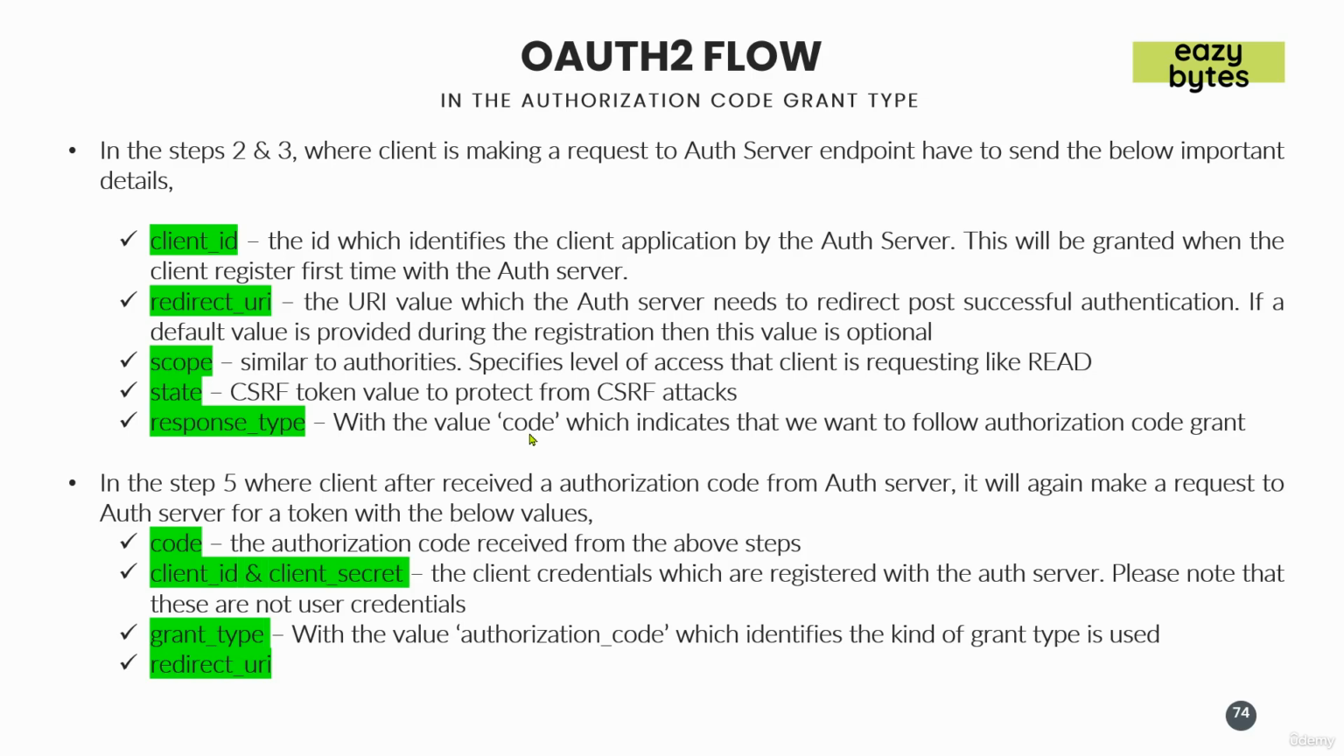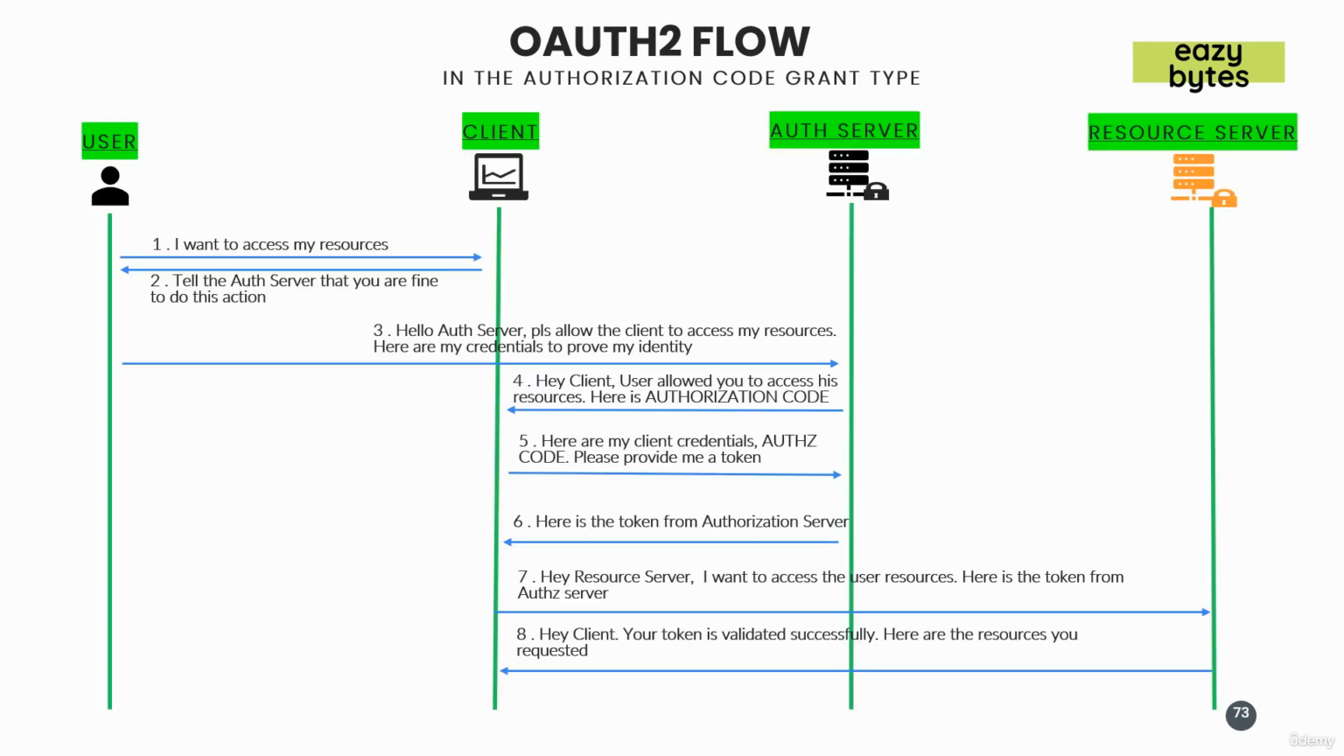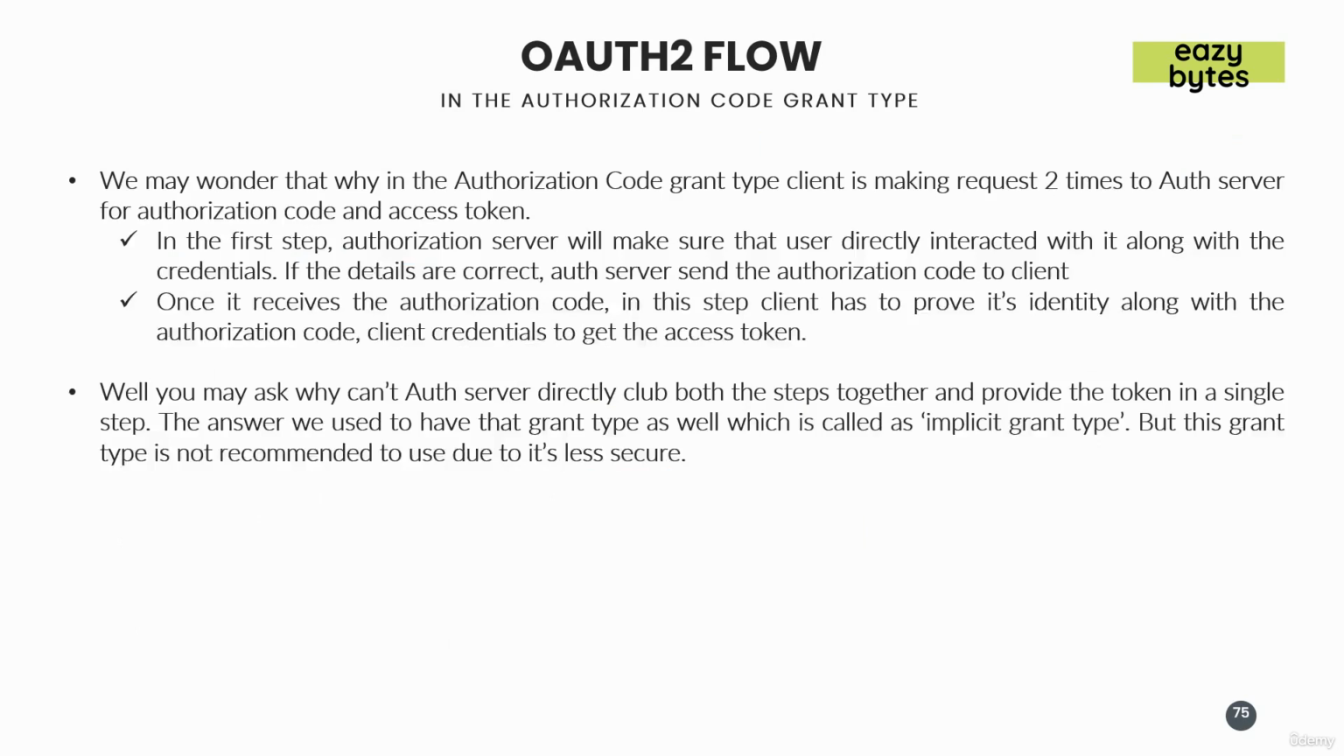And the last two are grant type and redirect URI. Redirect URI you already know, we discussed it at the top. And grant type with the value authorization code. We have to indicate to our auth server which grant type we want to follow, and we are mentioning authorization code, which identifies that we are following the authorization code grant type inside our flow. So once these values are sent in step 5 by the client, the token will be issued by the auth server.